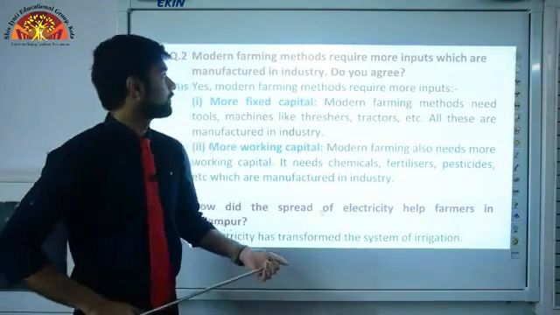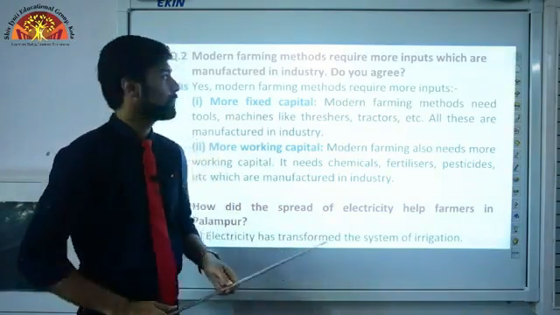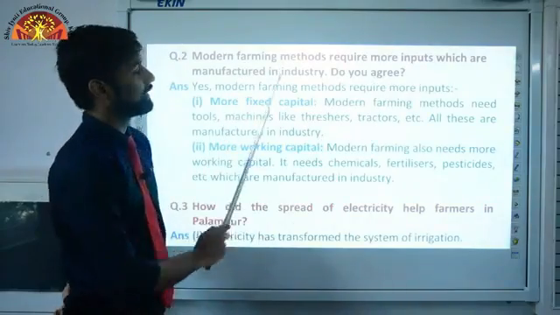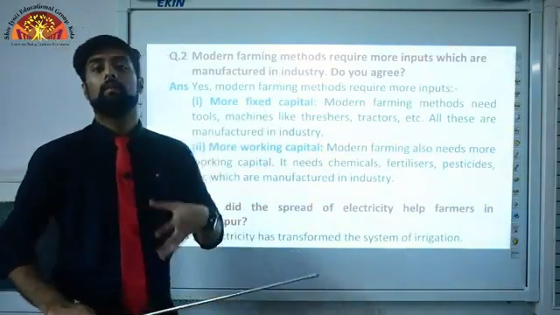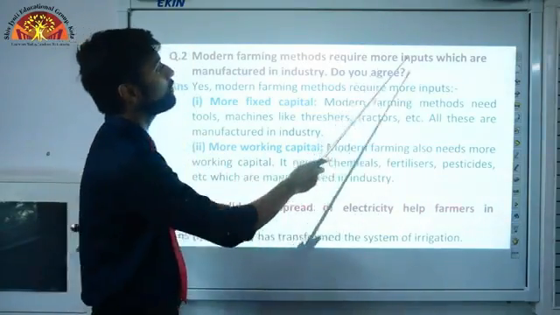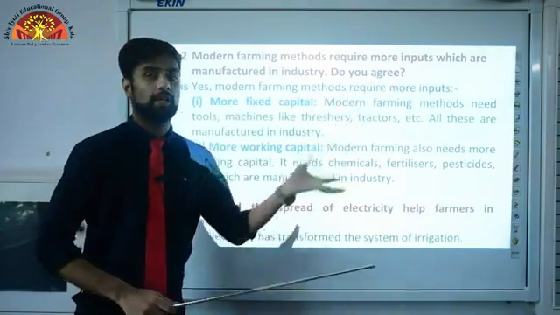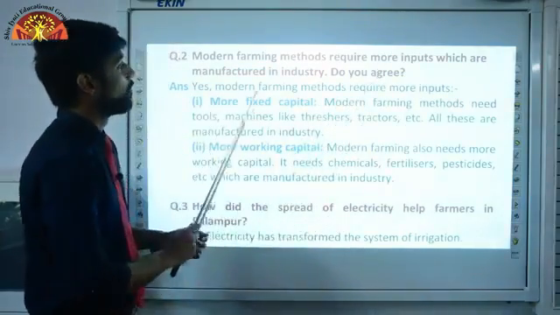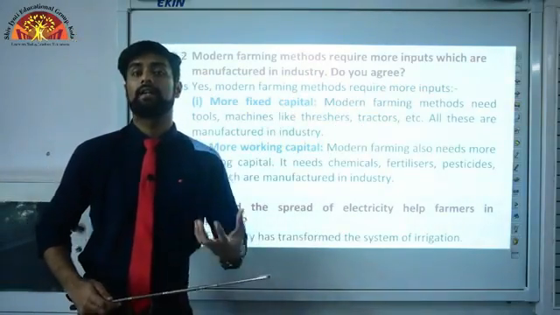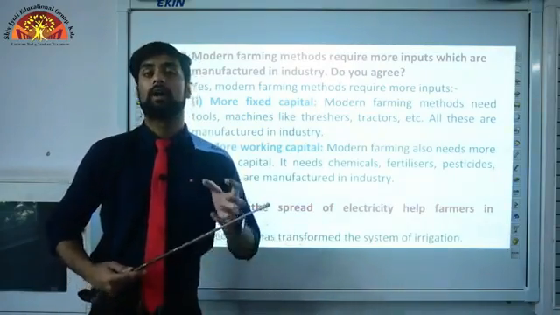Now I hope you have done these question answers in your CW copy. If you have not, then do so. Modern farming methods require more inputs which are manufactured in industry. Do you agree? Means modern farming methods like tractors and threshers. The question is asking, do they require more inputs, which are manufactured in industry? Do you agree with this or not? So let us see. Yes, modern farming methods require more inputs. The farming methods we use nowadays, with fertilizers, chemicals, insecticides, pesticides and modern machines, require more inputs.